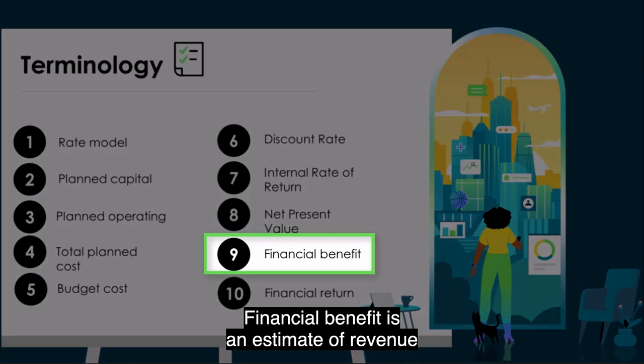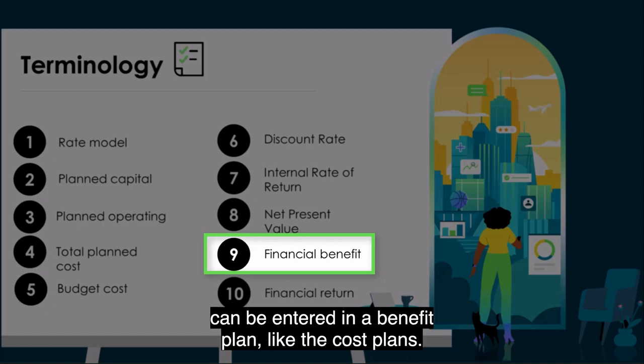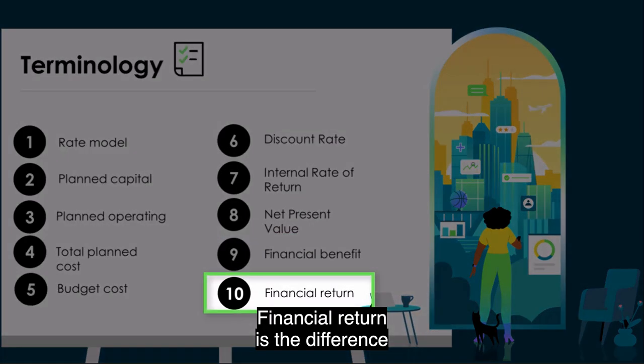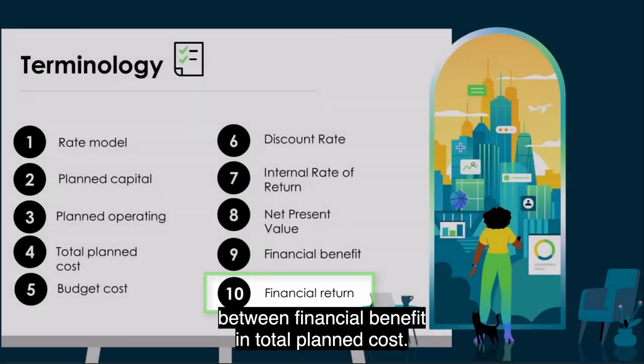Financial benefit is an estimate of revenue if the demand is approved. It can be manually entered, or values can be entered in a benefit plan, like the cost plans. Financial return is the difference between financial benefit and total planned cost.